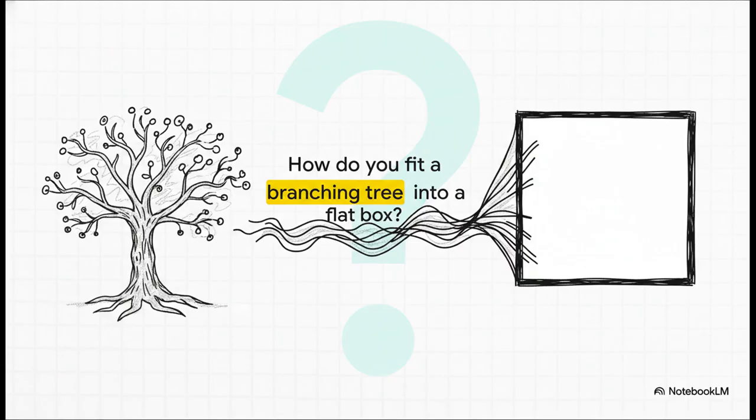Imagine you have something with tons of branches, like a big, sprawling family tree. Now try to shove that into a flat, square box. What's going to happen? Well, all the outer branches, your distant cousins, are going to get squished together, right? You completely distort their real relationships. This, right here, is the exact problem our standard AI models are dealing with every single day.